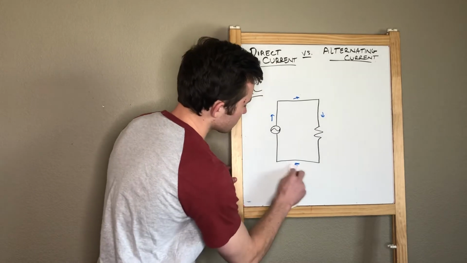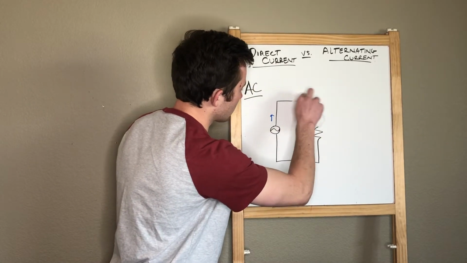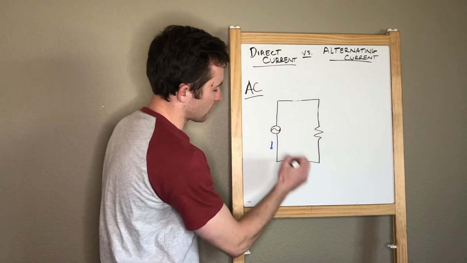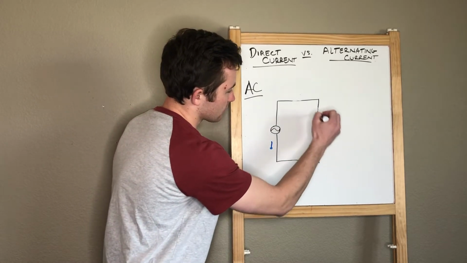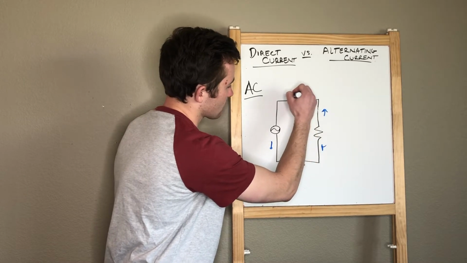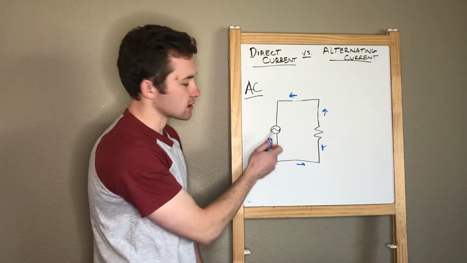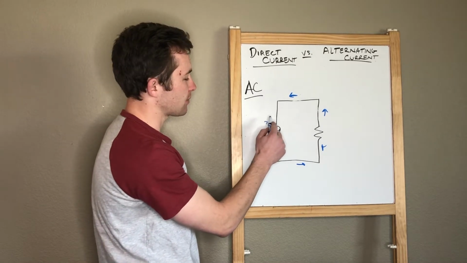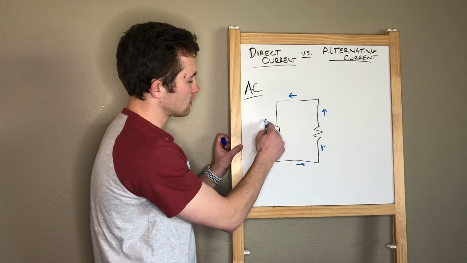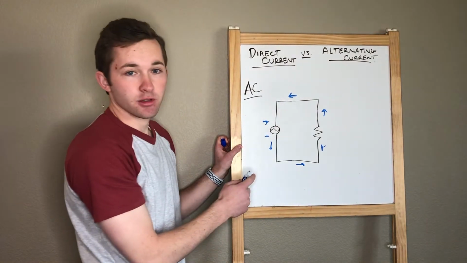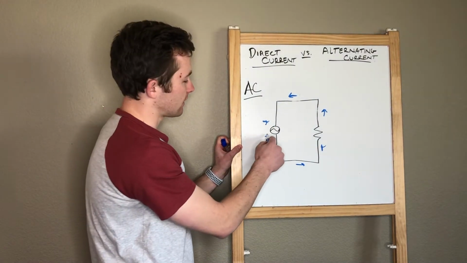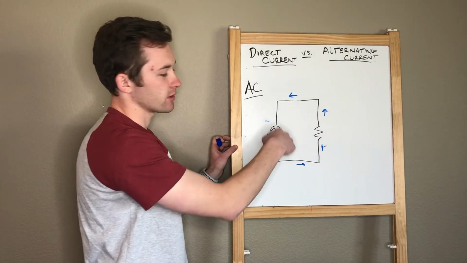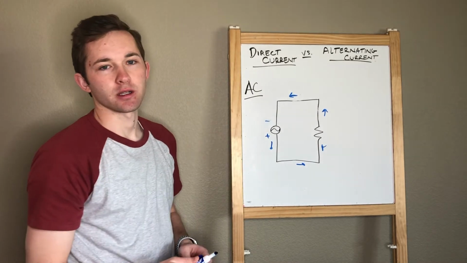But after that certain amount of time, it will alternate the direction of the current. So it will switch from going around clockwise to around counterclockwise. That means this alternating source is constantly changing from this being the positive terminal and this the negative terminal, and then it switches, and this becomes the positive and this becomes the negative. And that's what causes the alternating flow of the current in a circuit.